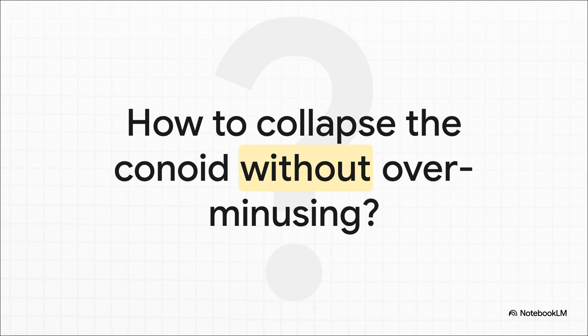But before we even get into the weeds, I want you to really think about this high-yield question. How do you perfectly collapse the conoid of Sturm without over-minusing your patient? Now, this isn't just some theoretical physics problem, right? This is a classic board trap and a literal everyday clinical challenge. Just take a second and think about the anatomy here. Keep this question in the back of your mind, because by the time we finish today, the answer is going to feel completely intuitive to you.